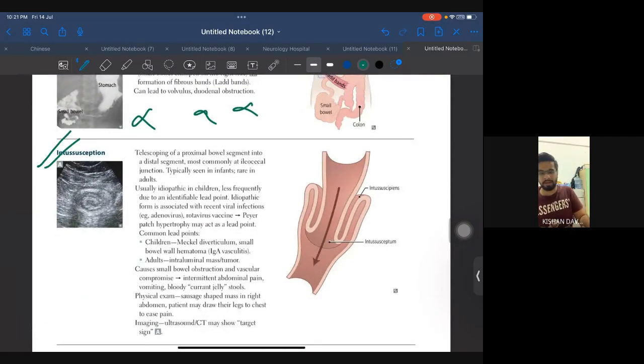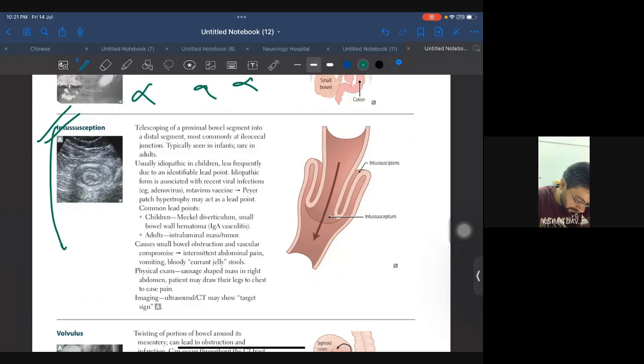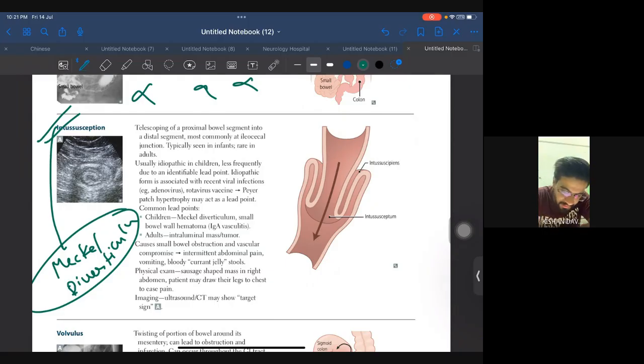Intussusception, again very important. They relate this with Meckel diverticulum. Okay, let's see what is there. Telescoping of proximal bowel segment into distal segment, most commonly at the ileocecal junction. Meckel diverticulum is also at the ileocecal. Typically seen in infants, rare in adults. Usually idiopathic, the rest frequently due to an identifiable lead point. Okay, no problem. Idiopathic form is associated with recent viral infection and the most common is adenovirus.